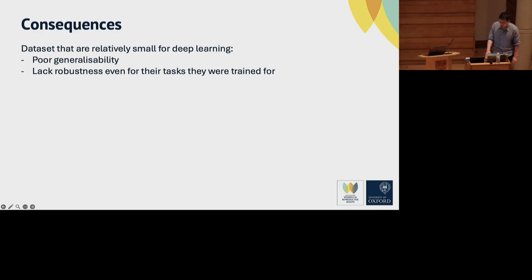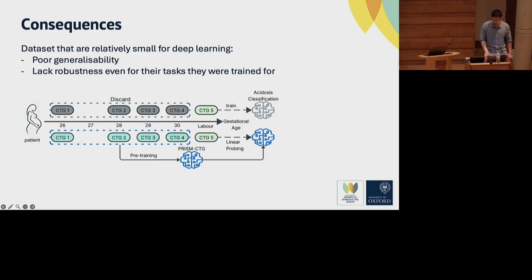This unique data curation process results in training data that is often relatively small for deep learning, which in turn learns a poor representation of what CTG is actually like. As a result, the models created from the dataset lack robustness even on their own tasks and have poor generalizability on other datasets. So the main motivation here is clear, which is to learn a general, robust representation of what CTG is like.